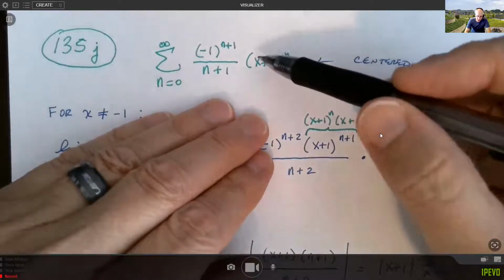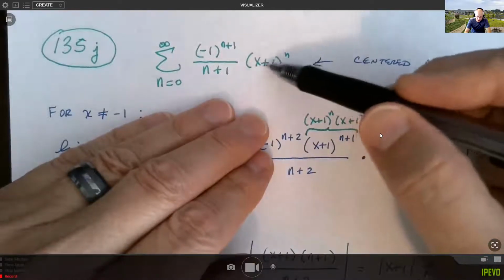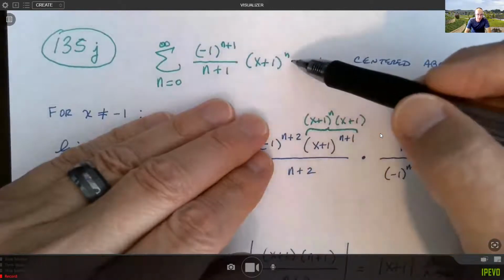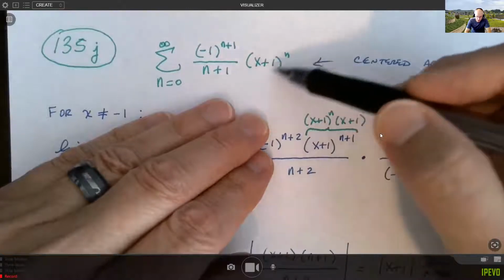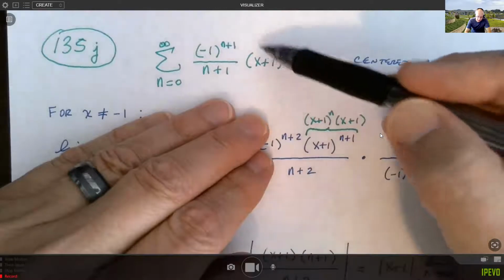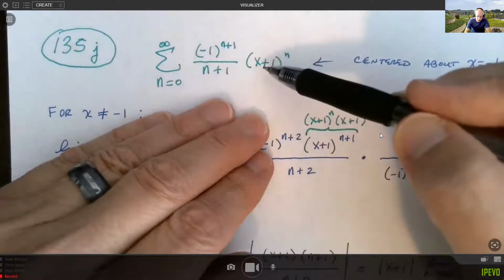One thing about this power series, it's called a power series because we have this variable x, in this case x plus 1, raised to the nth power. So that's why it's called a power series. And the question is, the interval of convergence will be what values of x make this series convergent?